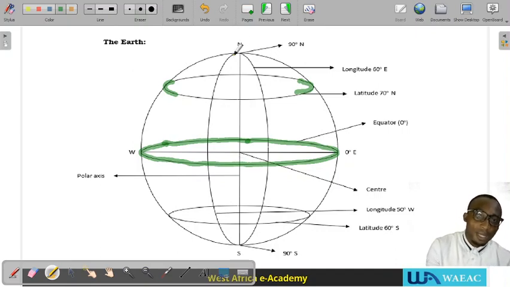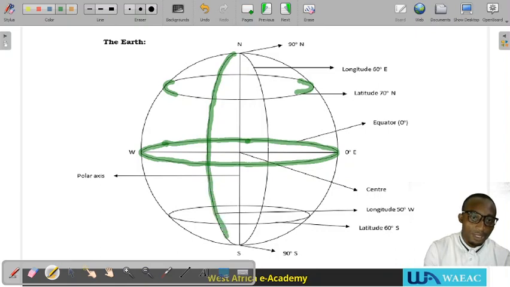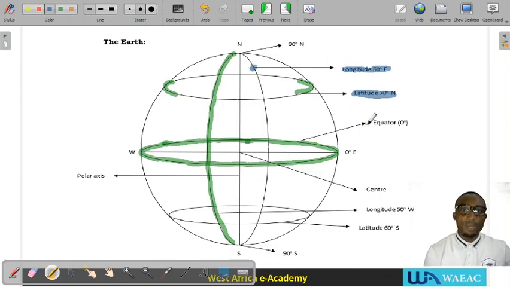And look at this. This is my prime meridian, the starting point for all longitude. That is what my prime meridian is, my starting point for all longitude. You can see this line is latitude, and you can see this is my longitude.